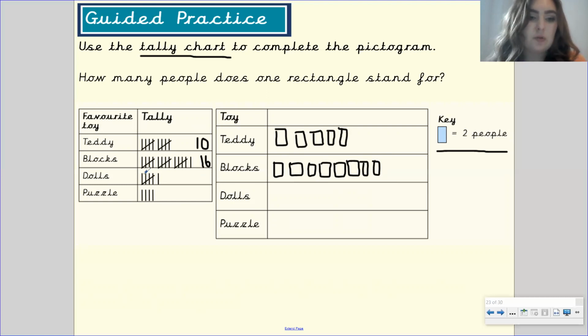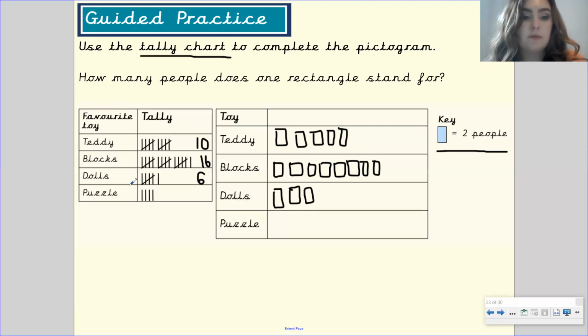Okay, let's have a look at dolls. We've got 5, 6 dolls here. How many rectangles are we going to draw? Pause the video to have a think. Well done if you said 3, because 6 divided by 2 is 3. So we're going to be drawing 3 rectangles.